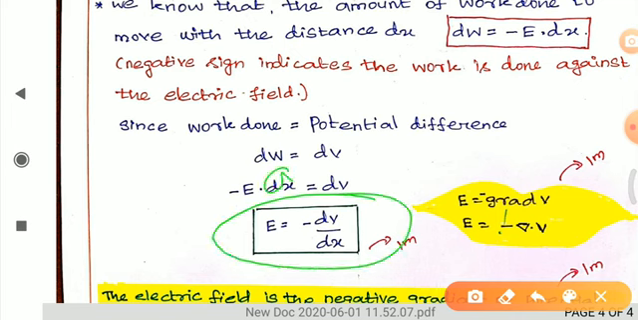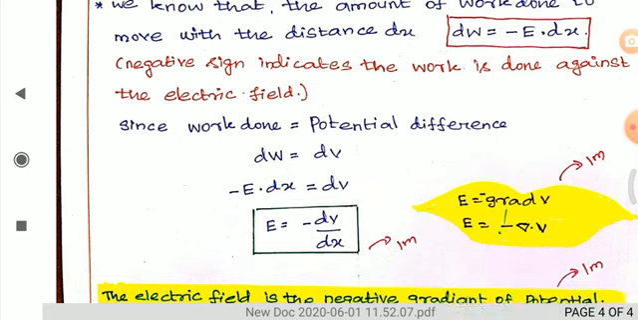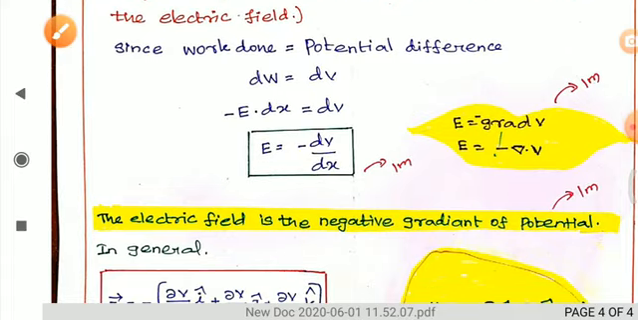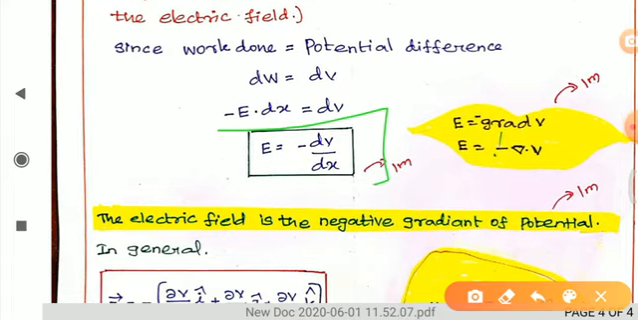Dx is brought to the right hand side. Already it is in multiplication, so it will come under division. Then the minus sign also goes to the right hand side. Now this E is equal to minus dV by dx is known as the relation between electric field and potential.